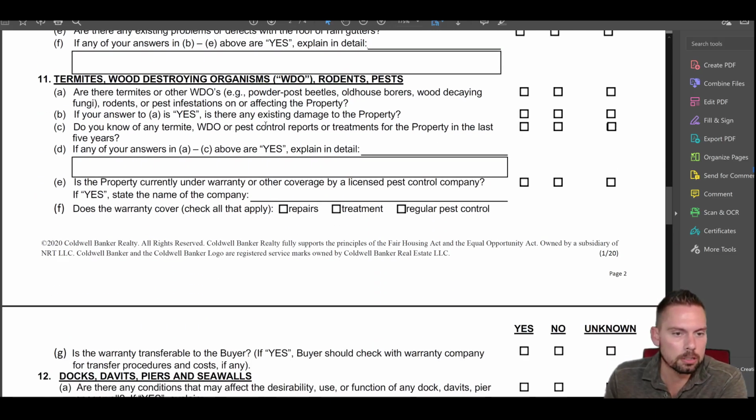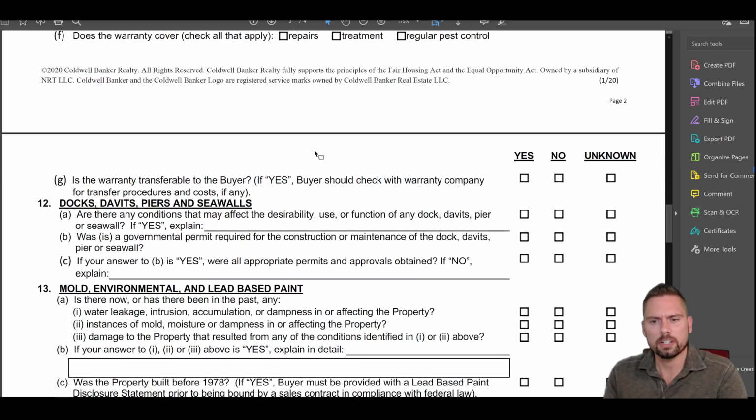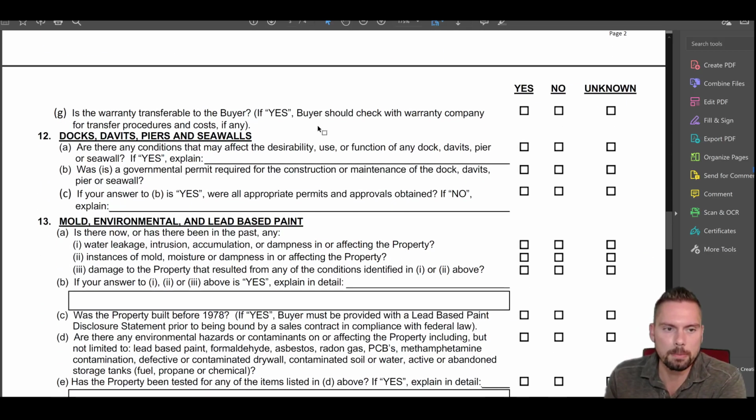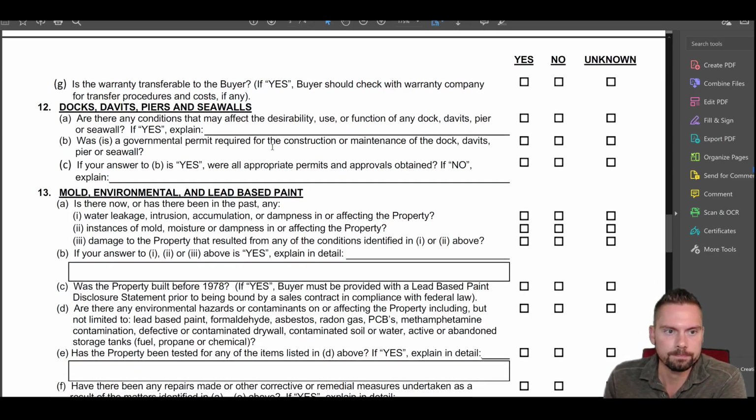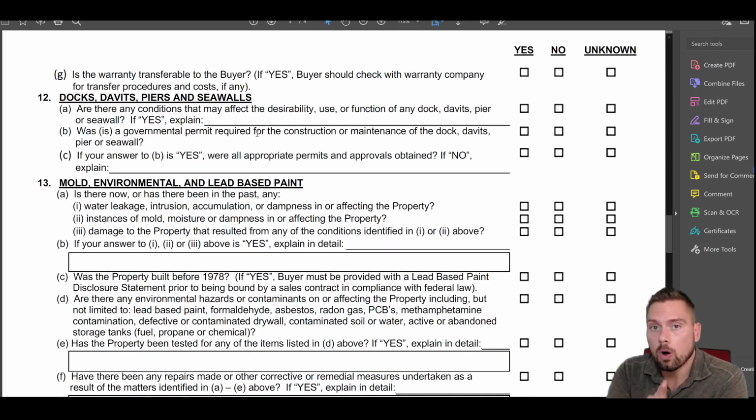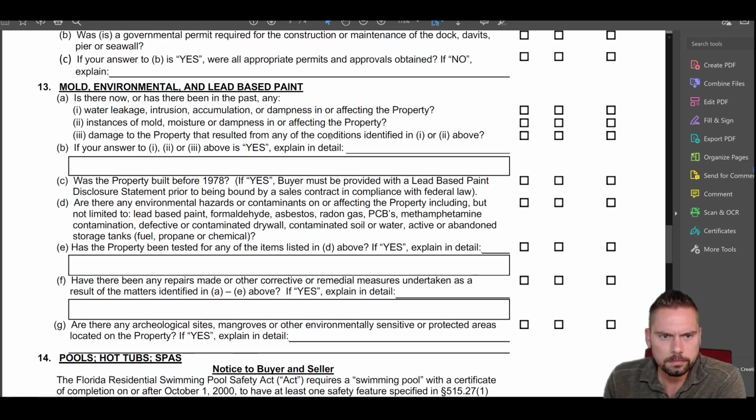So same with termites. This is all very similar with just different aspects of the property. But seawalls come up a lot. This is a very important one. You're going to get this question: has the seawall been repaired? If so, when was it repaired? What's the status of the seawall? So just be prepared to get those kinds of questions. Disclose here, up front, and be honest about it to avoid any potential problems later.